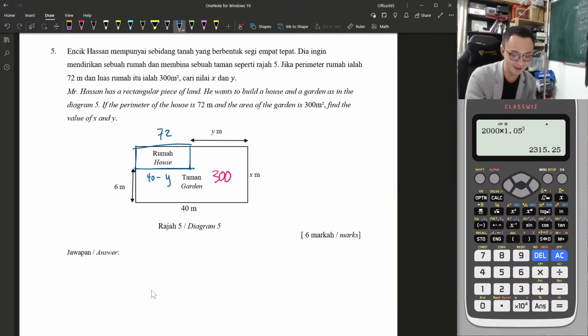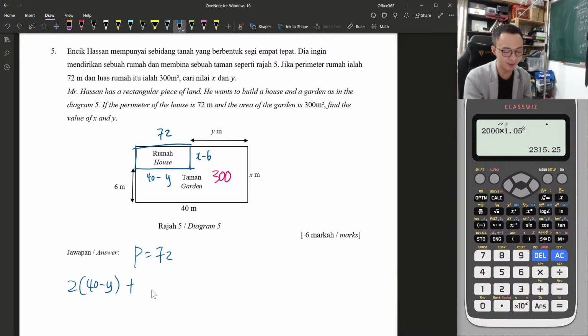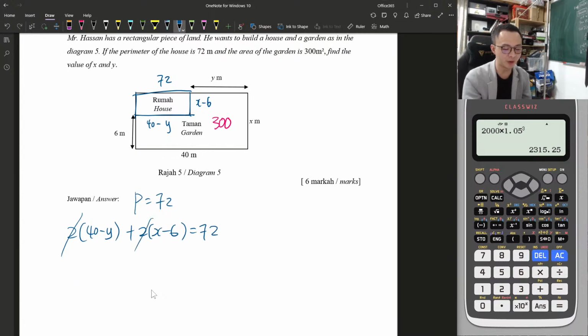And here is x, the whole thing, x minus 6. So since this perimeter is 72, basically it means double of 40 minus y plus double of x minus 6 equals 72. So I will divide the whole equation by 2, 36. So this is 40 minus y plus x minus 6 equals 36.